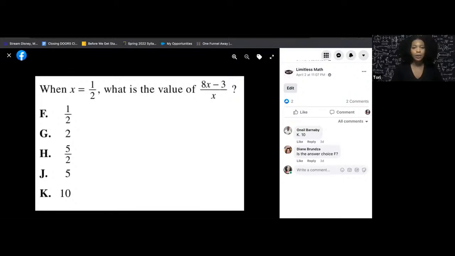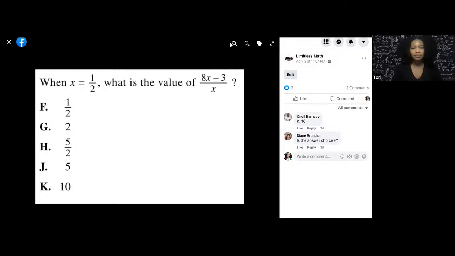Guys, this is a good old use your calculator kind of problem, right? So let me just get something to write with here so I can clearly show you what we're going to be putting in the calculator. I think I am able to write now.